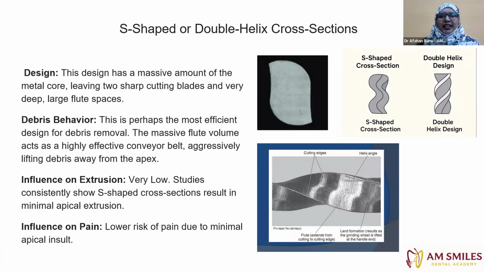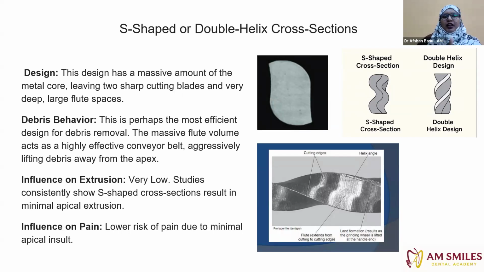It will actually act like a conveyor belt. When the file is going inside the canal, it will act like a conveyor, and it will actually push the debris towards the coronal. Literally it is going to push, not only giving the space, it will actually push the debris. So it is much more effective than your triangle.